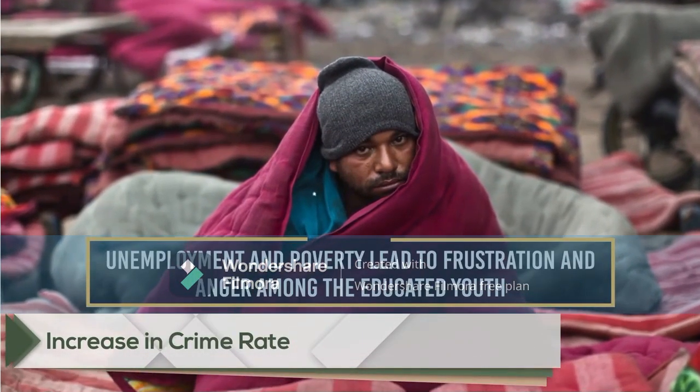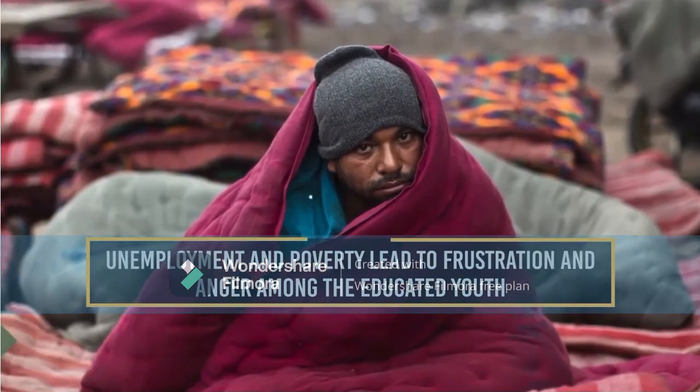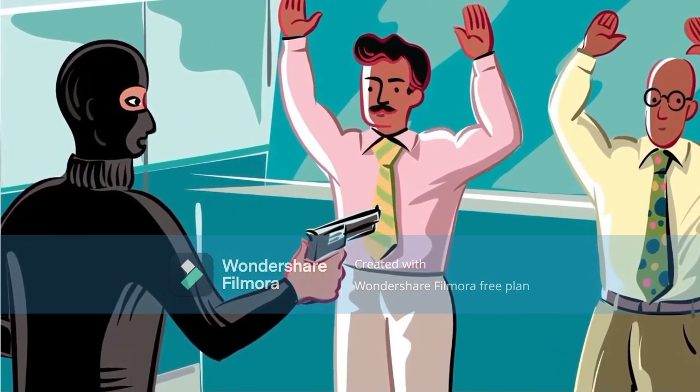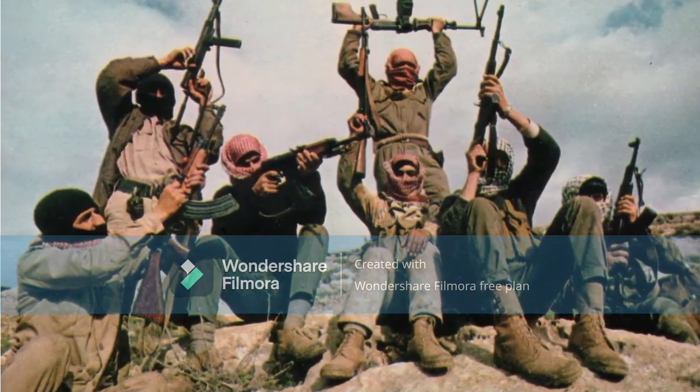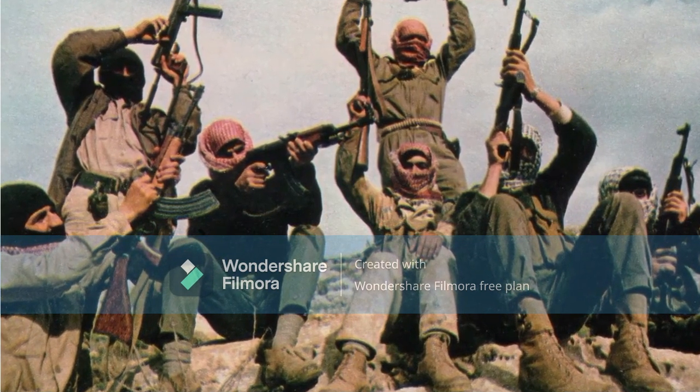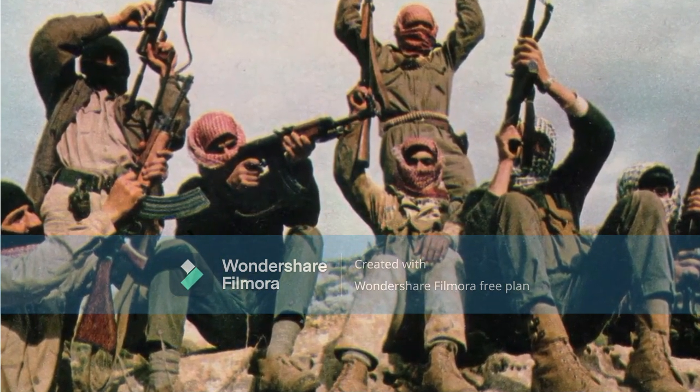Increase in crime rate. Unemployment and poverty lead to frustration and anger among the educated youth. This leads to robbery, beggary, prostitution, and murder, etc. The terrorist activities that we find today in various parts of the country are the reflection of frustration among educated and unemployed youth.